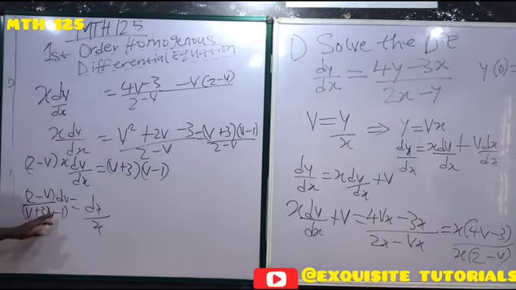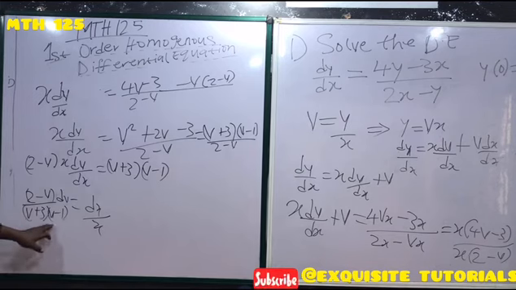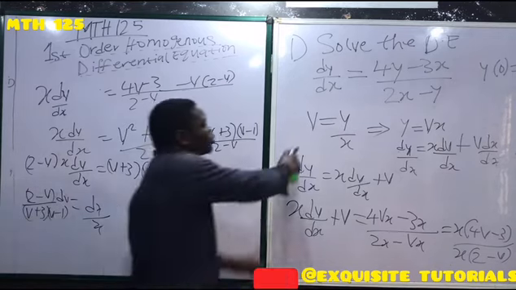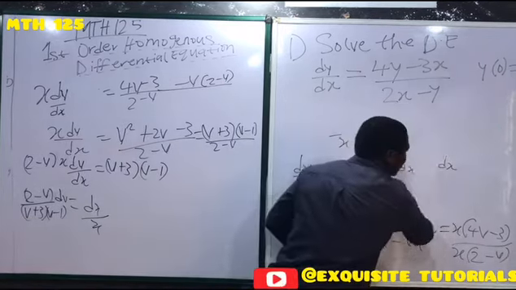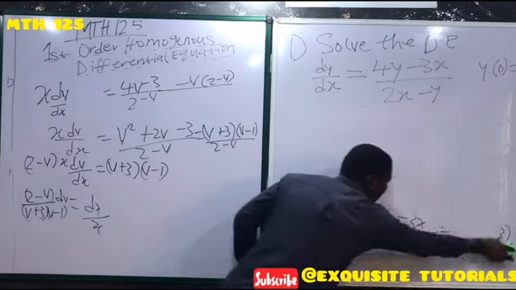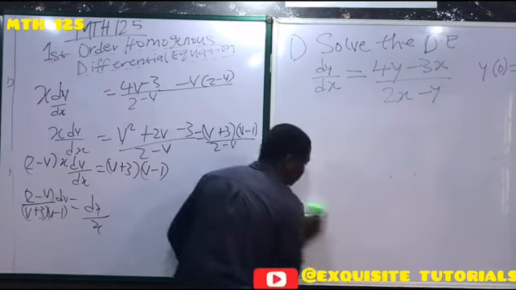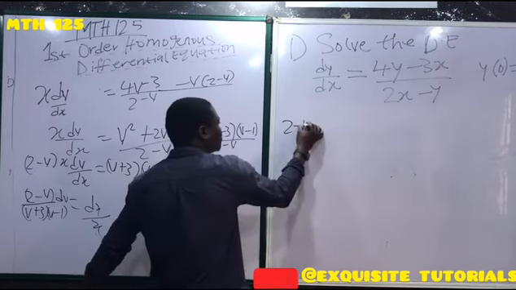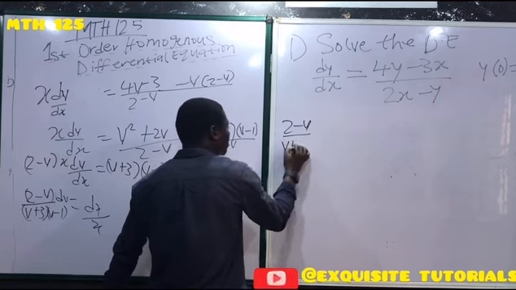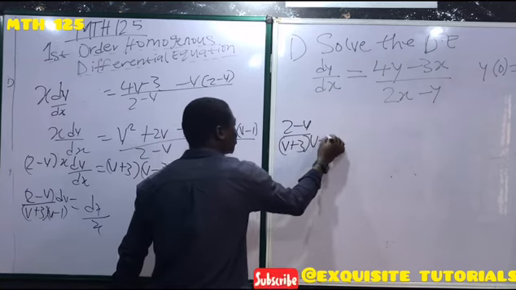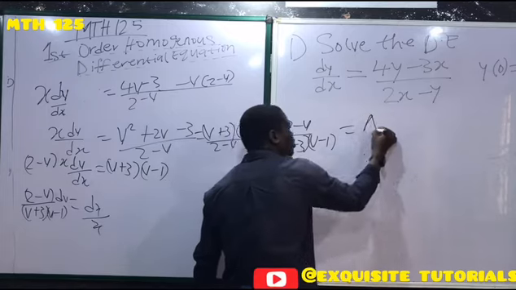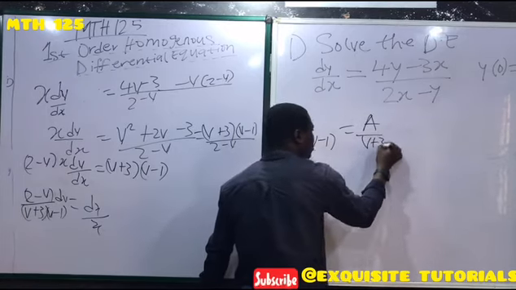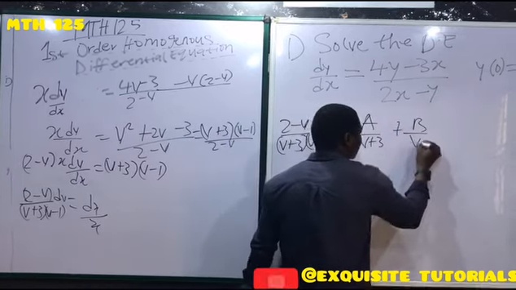Now in order for me to solve this, I'll take this integral by partial fraction. So I have to simplify this form into partial fractions. So how do I do that? I'll let 2 minus v all over v plus 3, v minus 1 be equal to a over v plus 3 plus b over v minus 1.